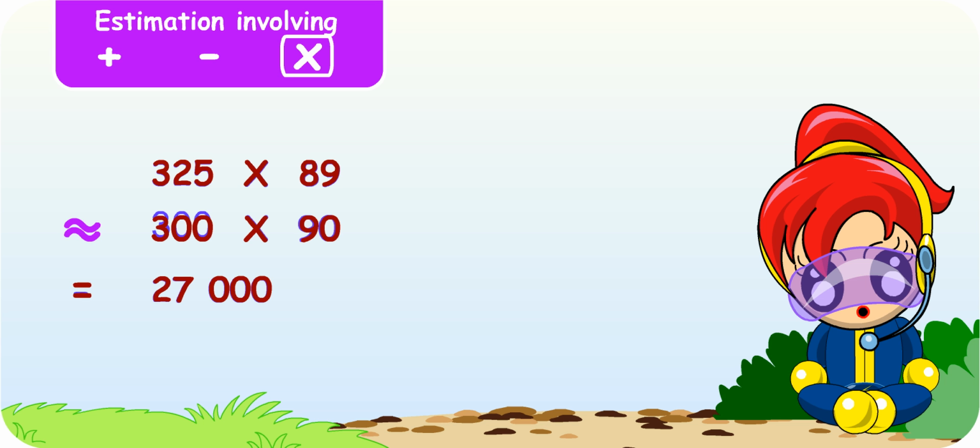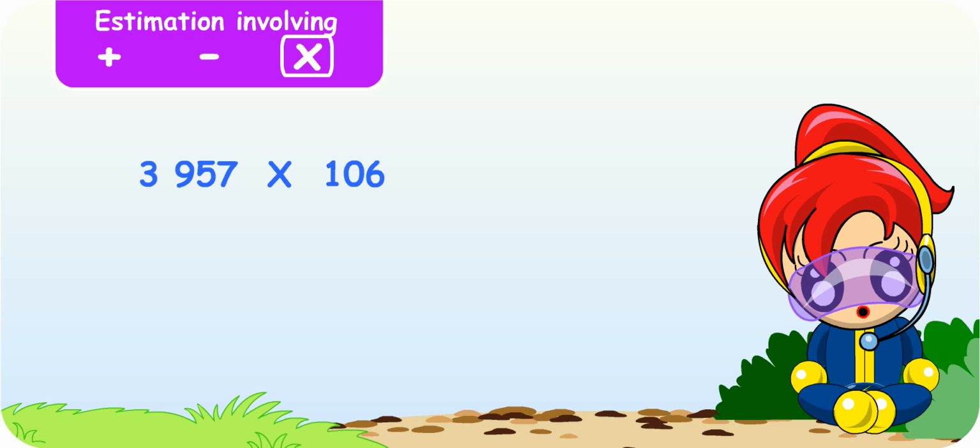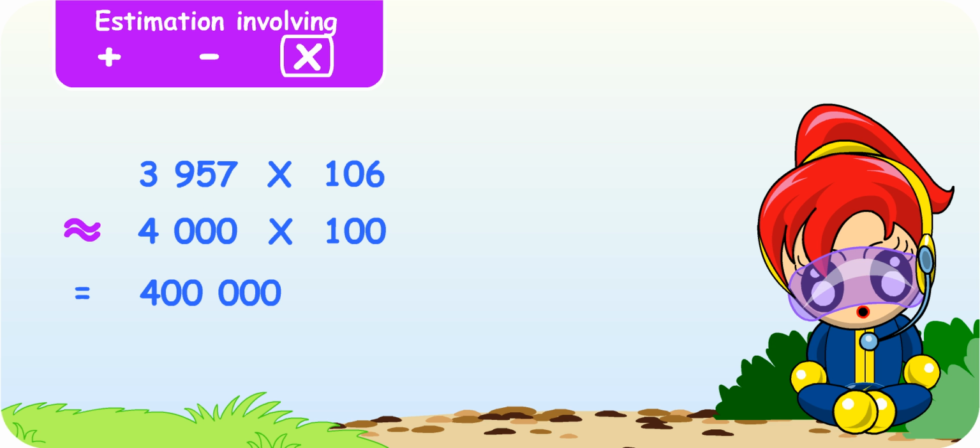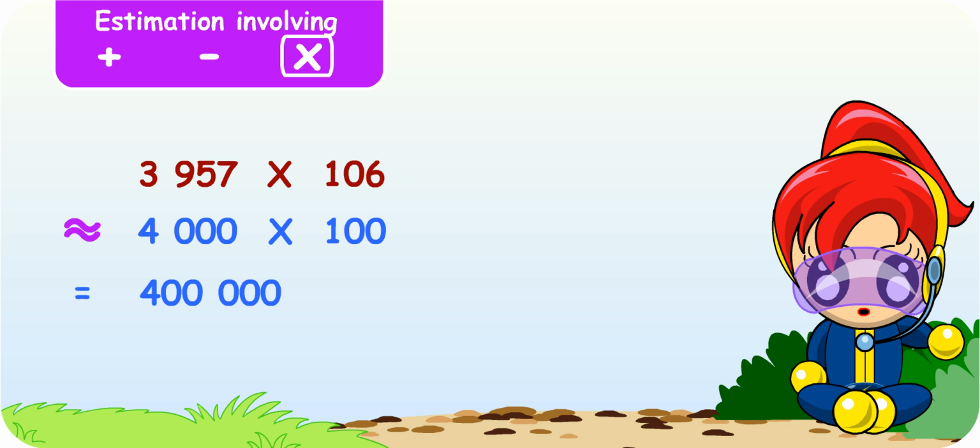Turbo Girl, can you try to estimate the answer for this sum? 3,957 times 106. Sure. I round off 3,957 to the nearest 1,000, which is 4,000, and round off 106 to the nearest 100, which is 100. Then I multiply 4,000 by 100, which is equal to 400,000. Therefore, 3,957 times 106 when rounded off to the nearest thousand is 400,000.